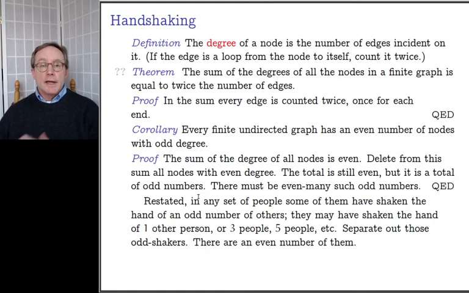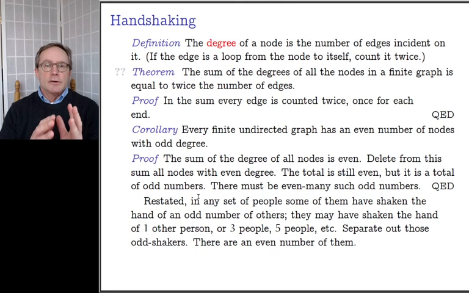Restated in a maximally confusing way: in any set of people, some of them have shaken the hands of an odd number of people. They may have shaken the hand of 1 person, or 3 people, or 5 people. Separate out all of those odd shakers. Imagine a room where you let people mingle for 10 minutes, and you say, okay, how many hands have you shaken? If you've shaken an odd number of hands, you go to the left. If you've shaken an even number of hands, you go to the right. On the left, all the odd shakers, there's an even number of them.